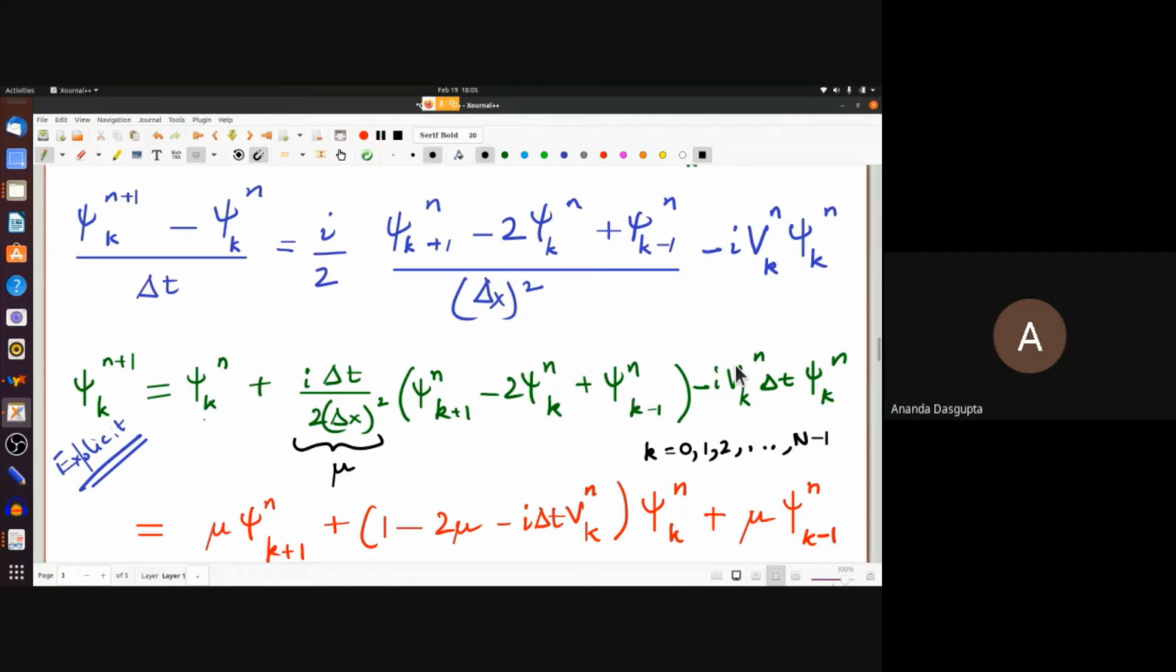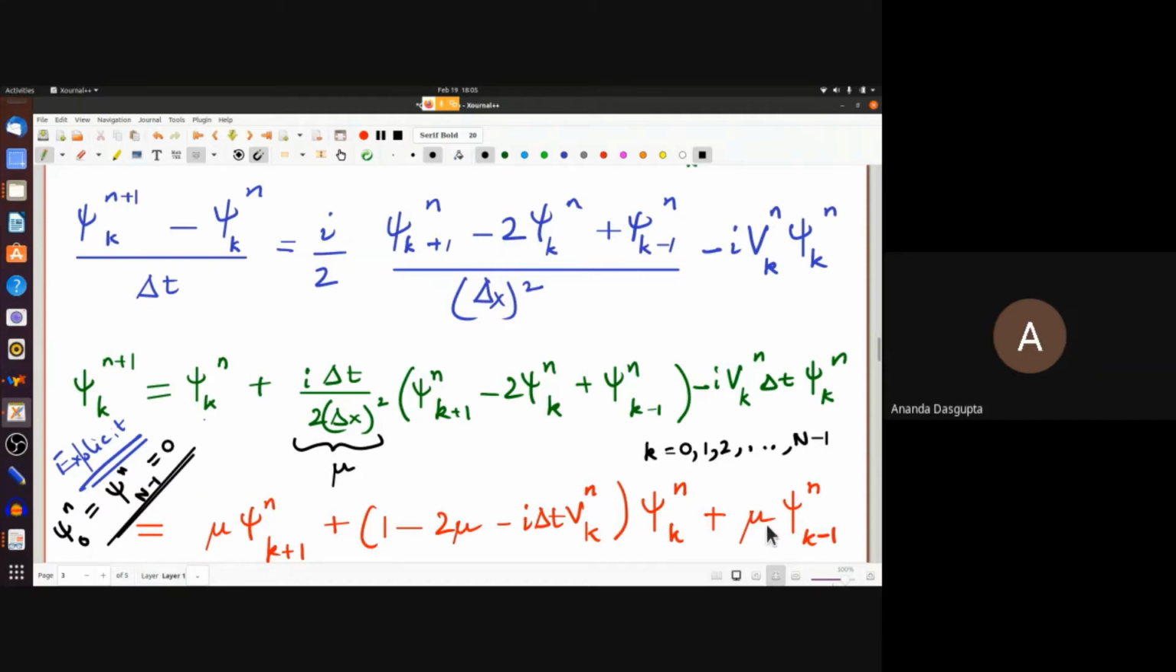Because we are trying to keep things simple, we are just insisting that psi 0 n for all n is 0, and psi n-1 n for all n is 0. So that's the boundary condition I'm going to use. I'm not even going to try to update their values. The values will be updated only for k equal to 1, 2 up to n-2. Updation will not occur for psi 0 n and psi n-1 n. They will be kept at 0.